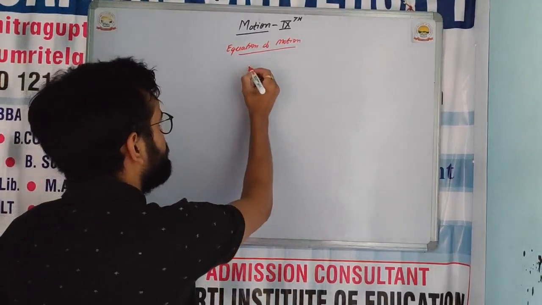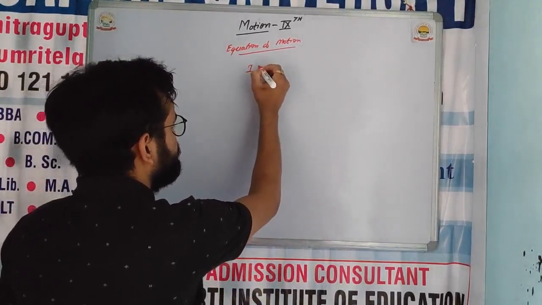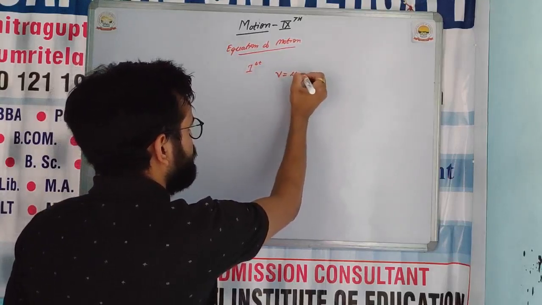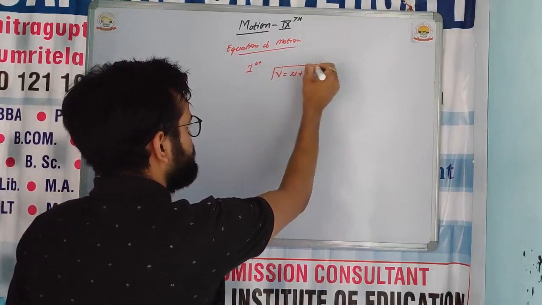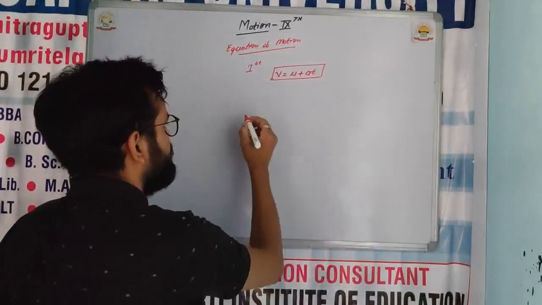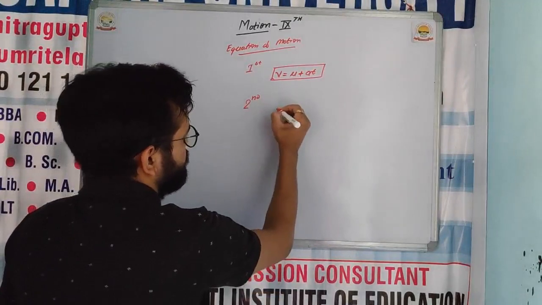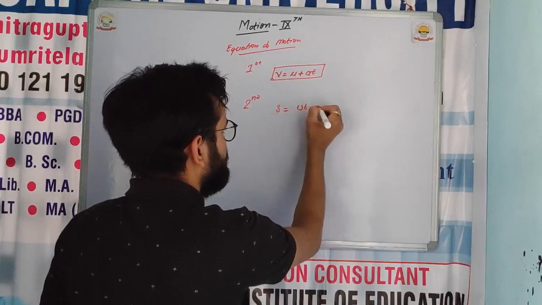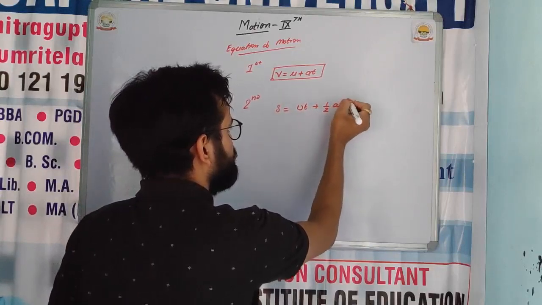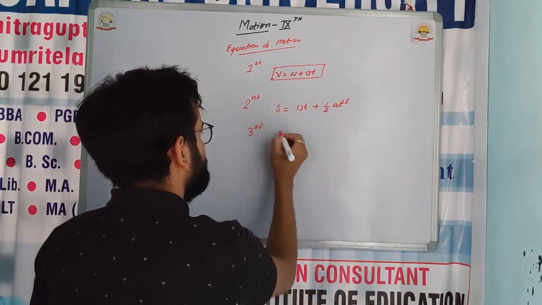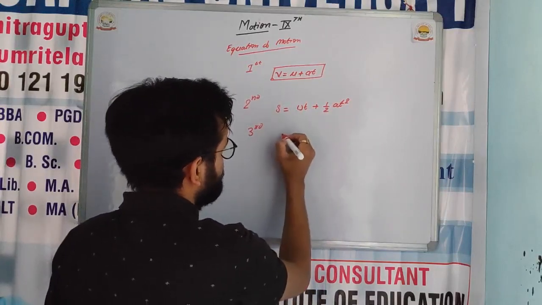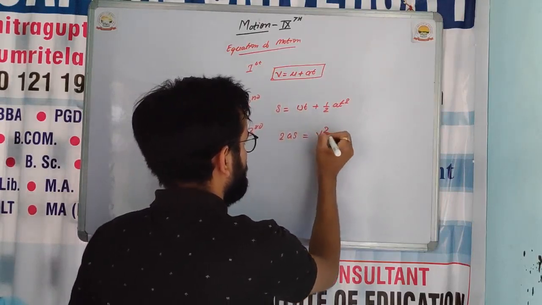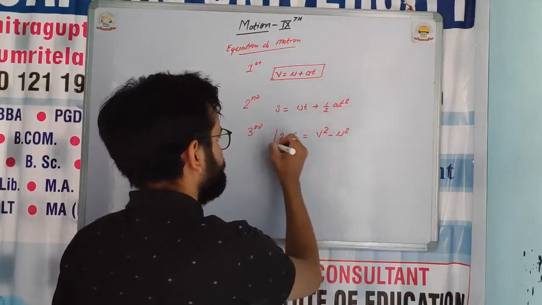There are 3 equations of motion. The first one is v equal to u plus at. This is the first equation of motion. Second, s equal to ut plus half at square. And third is 2as equal to v square minus u square.